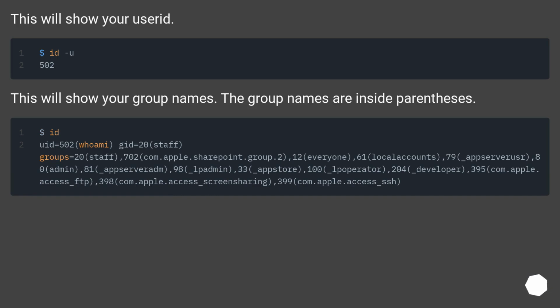This will show your user ID. This will show your group names. The group names are inside parentheses.